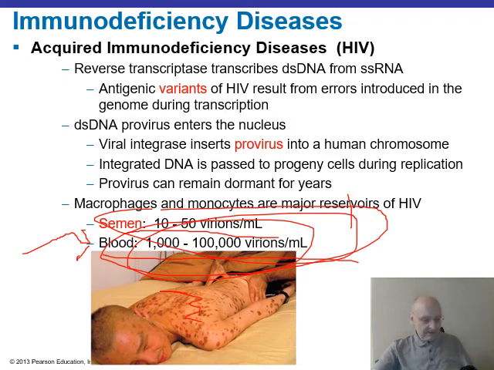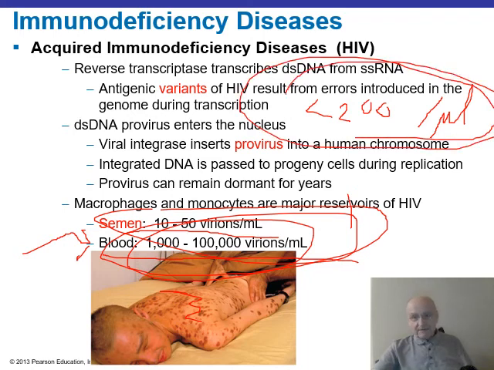Let me see here. One little factoid I do want to mention: if you have less than 200 T helper cells per microliter, which is not much, then you certainly would start getting these diseases. And so on as you fall underneath that. If you have that, you would be officially diagnosed as having AIDS.